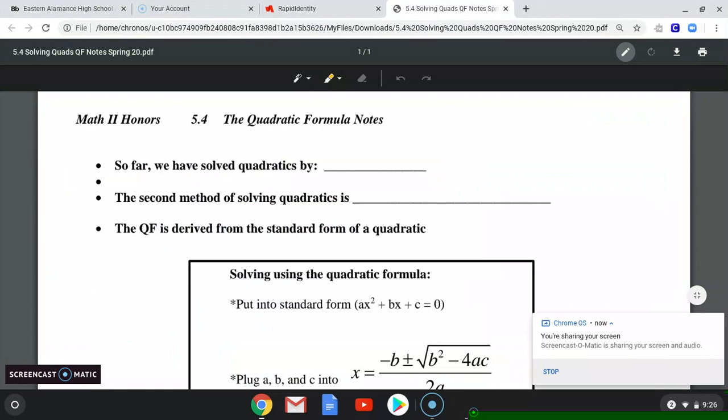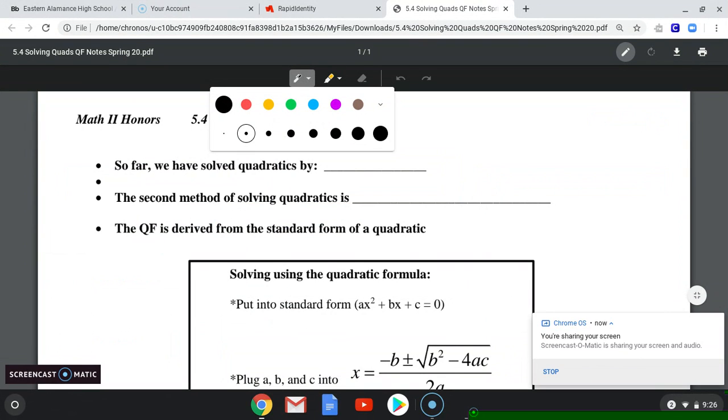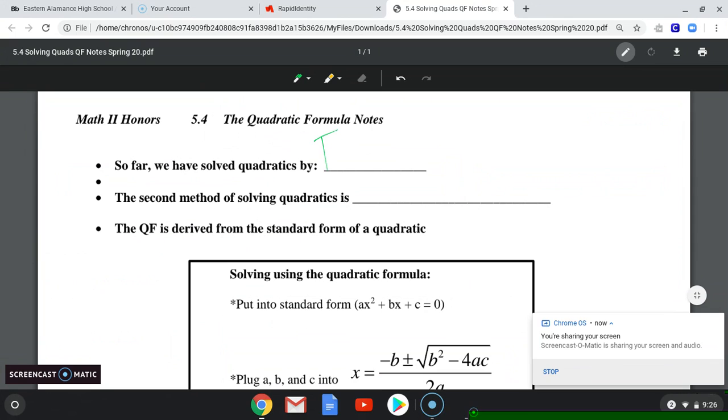So first of all, it says so far we have solved quadratics by factoring and solving. That's going to be our first thing that I put up here. So something we've already done, factor and solve. That's where you have to do your t-chart, double t-charts, or square box method. Take each one of your factors, set it equal to 0, and solve for your x-intercepts or your zeros or your roots as they are also known.